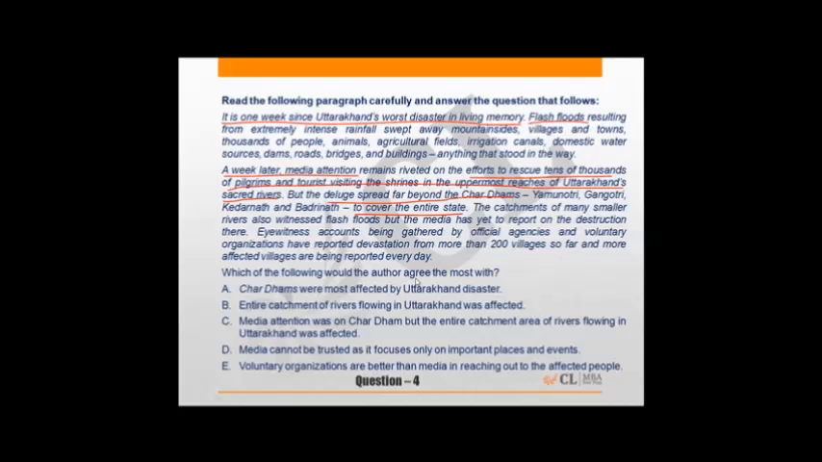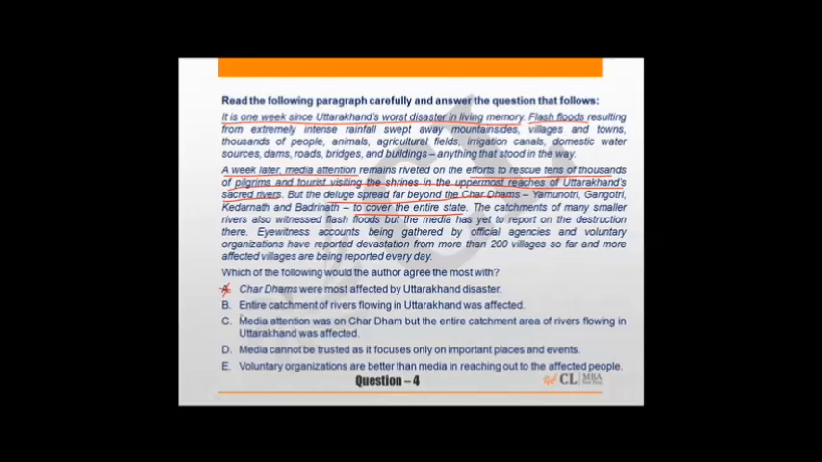It says, which of the following would the author agree with the most? So option A says Chardhams were most affected by the Uttarakhand disaster. Clearly it's incorrect, because all that the passage states is that Chardhams were the center of attention for the media, and not that the media's attention was on Chardhams because they were the most affected areas. Right. So option A can be eliminated.